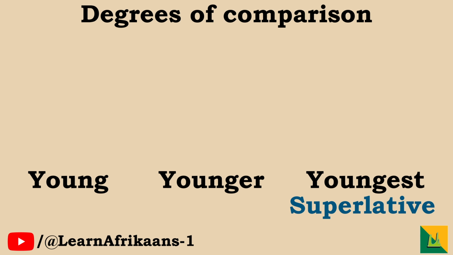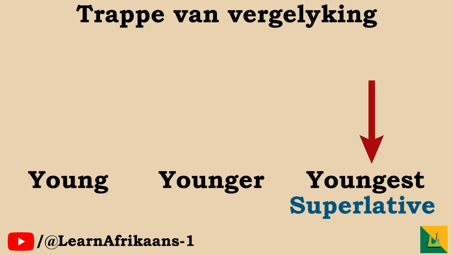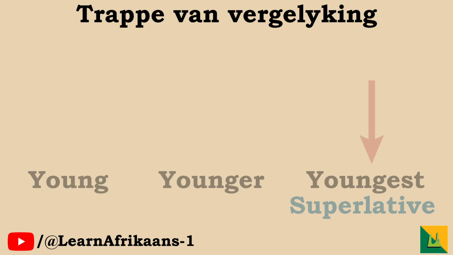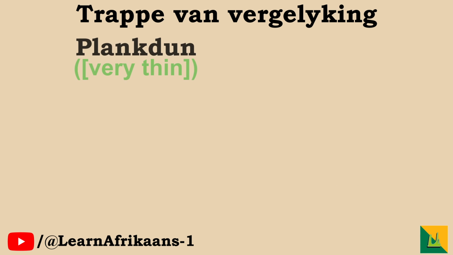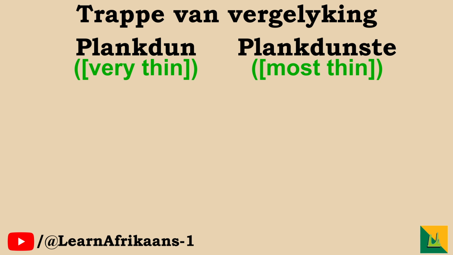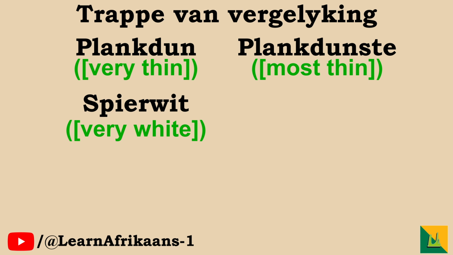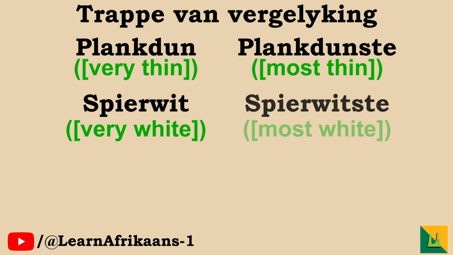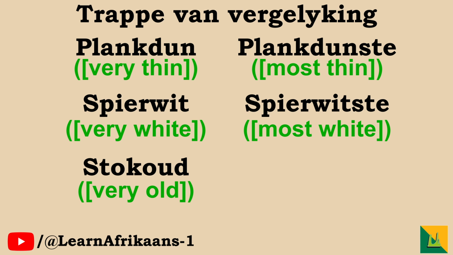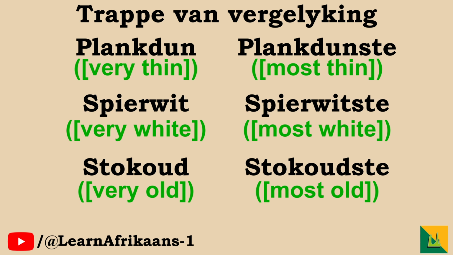First, the following three words have a degree of comparison in the superlative. In Afrikaans, degree of comparison is called the trappe van vergelyking. The words that have the superlative are plankdun, plankdunste, spierwit, spierwitste, stokoud, stokoudste.